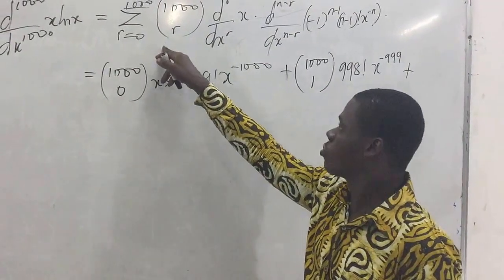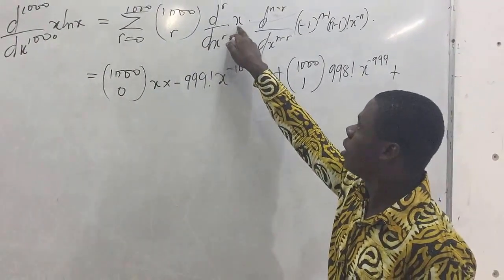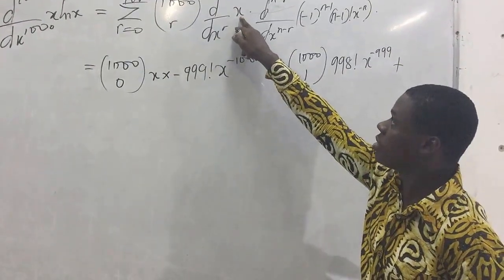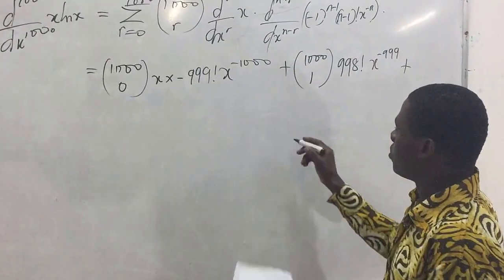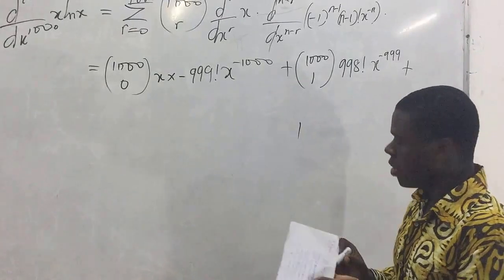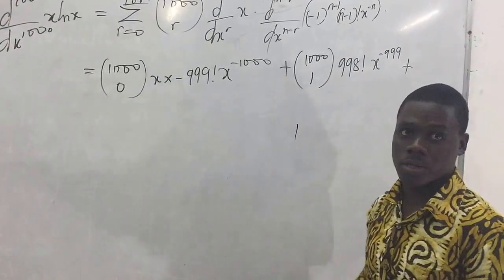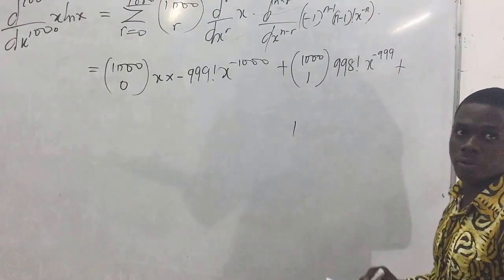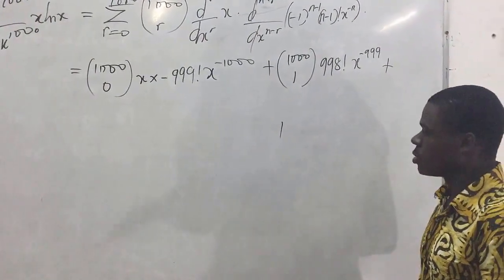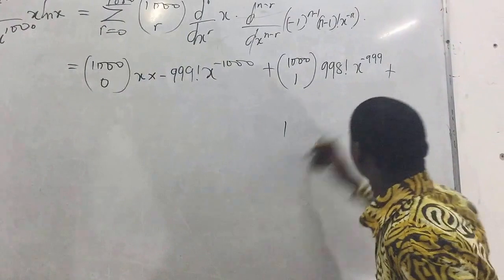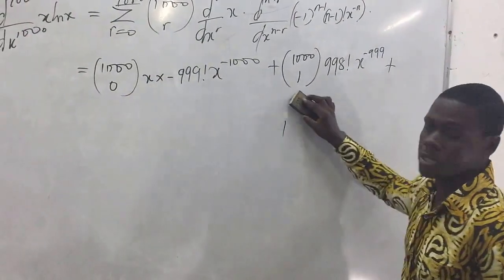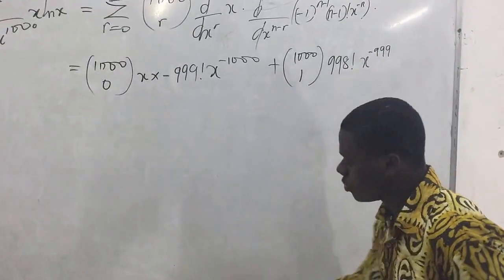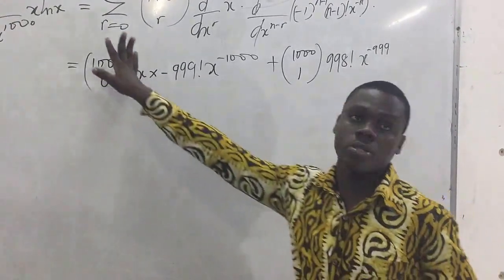Let's continue. So now r becomes 2. So if r is 2, I need to come here and differentiate this one twice. Now you agree with me that after differentiating x once, we get 1. Now if I differentiate again, what I'll get is 0. And that 0 will be used to multiply whatever we're going to get subsequently. So you see that from here, when we continue, everything we'll be getting will be 0, 0, 0, 0. So we have finished the differentiation of this particular product of functions 1000 times.